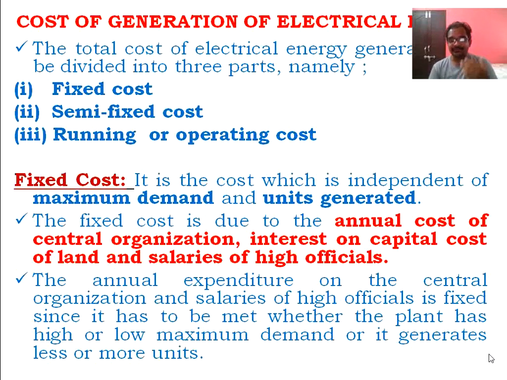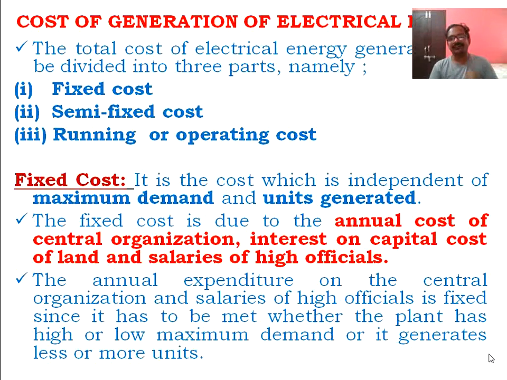Fixed cost. What does the fixed cost include? Fixed cost includes annual cost of central organization plus interest on the capital cost of the land. If you are purchasing the land for a power plant, you have to take the investment from the bank, and you need to pay every year the interest on the land which you have taken as a loan, and that also has to be included in the fixed cost. And one more thing is salaries of higher officials like CEOs and all the top management executives. All these three will be a fixed cost.